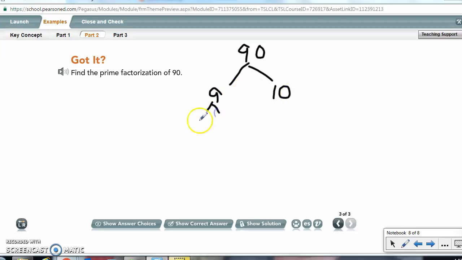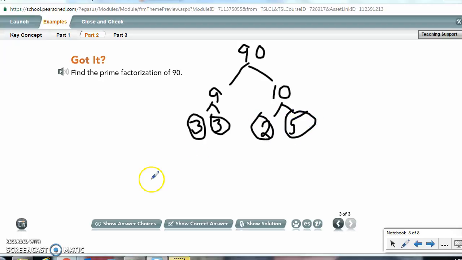So what two numbers can I multiply together to get 9? Well, 3 multiplied by 3 will give me 9. These 3's are prime, so I'm going to circle them. What two numbers can I multiply together to get 10? Well, I know 2 multiplied by 5 is 10. 2 and 5 are prime numbers.